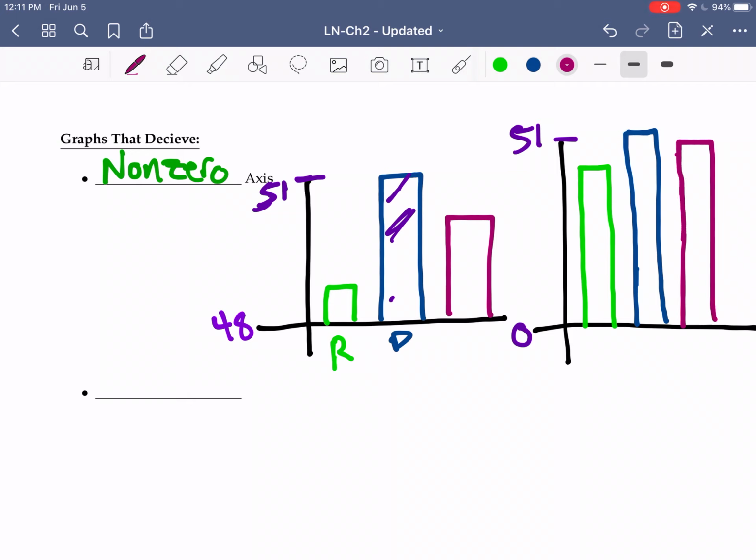When you look at those graphs that have a 0 axis, it does not make it look like the Democrat portion is more than twice as much as the Republican portion. It looks like it's just a little bit more.